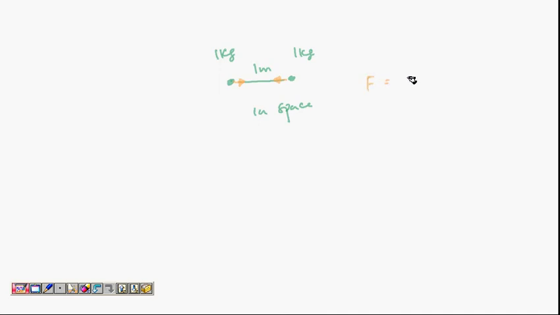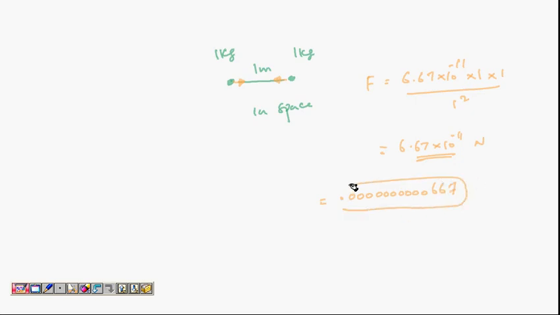You can calculate by Newton's law of gravitation. G, whose value is 6.67 into 10 power minus 11, into m1, which is 1, into m2, which is 1, by square of distance, which is 1 square. So the force will be 6.67 into 10 power minus 11 newtons. This is a very small force. Can we write this in terms of decimal? Point, 10 zeros, 667. Such a small value. So it's a very small force.